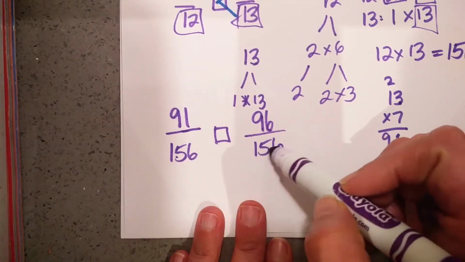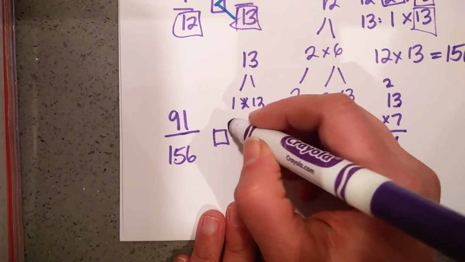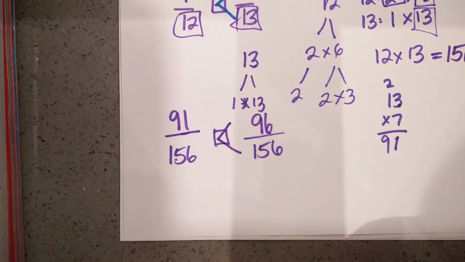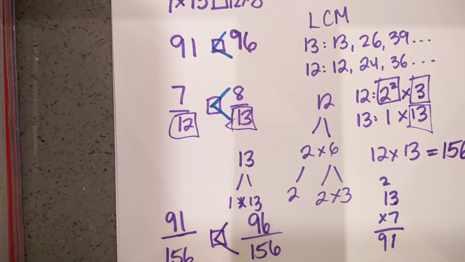Now we have our denominators are the same. And if I look at the numerators, I still think 96 over 156 is bigger. So therefore, 8 over 13 is bigger than 7 over 12. It's probably not the best example in the book. That's okay. It's the one we've got.